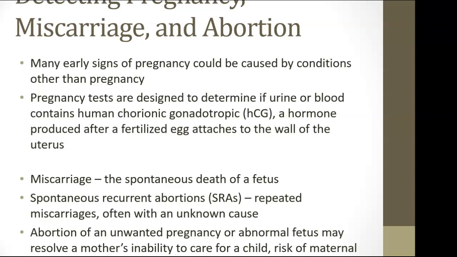And then there are several terms about miscarriage, which is the spontaneous death of a fetus, spontaneous recurrent abortions, SRAs, which are repeated miscarriages, often with an unknown cause, and then, of course, abortion of an unwanted pregnancy or abnormal fetus. So if you had the amniocentesis, which is the needle aspiration, before and found that something was wrong with the fetus, you could choose to terminate the pregnancy. It may resolve a mother's inability to care for a child, the risk of maternal death, fetal abnormalities, or ill timing of conception.